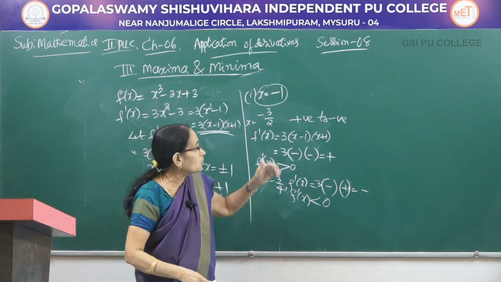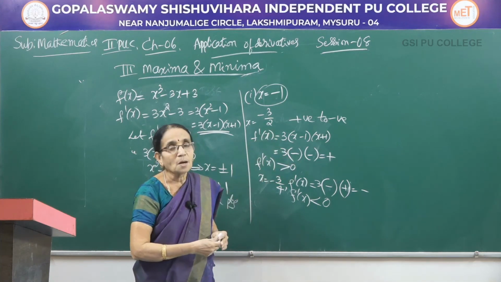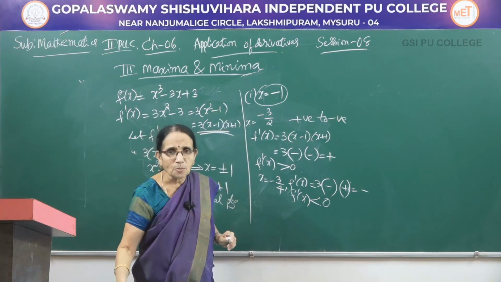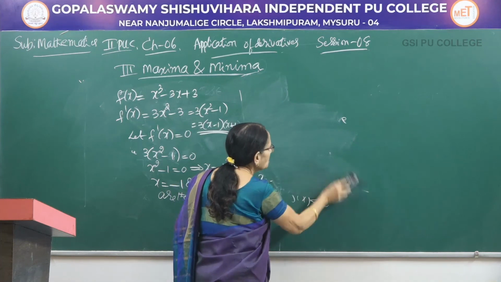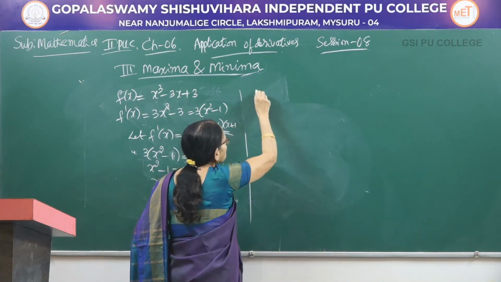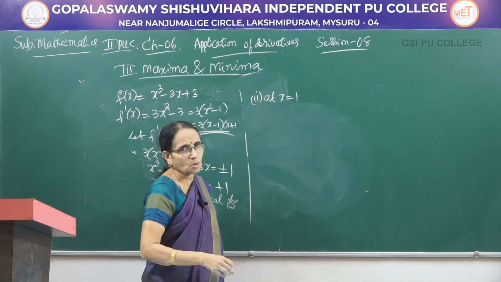If you want to find out only whether it is a maximum point or minimum point, you can stop there. If you are asked to find the maximum value also, go to the function and substitute the value, and you get the maximum value. Now, let me consider the next critical point. What is the next critical point? At x is equal to 1. Okay, x is equal to 1.